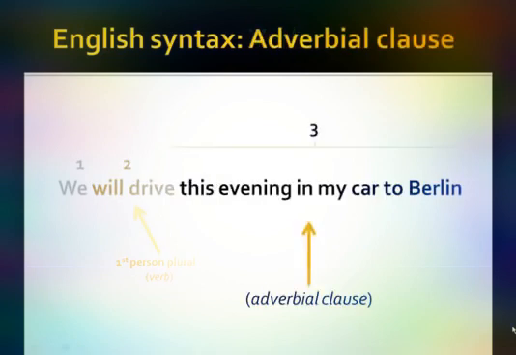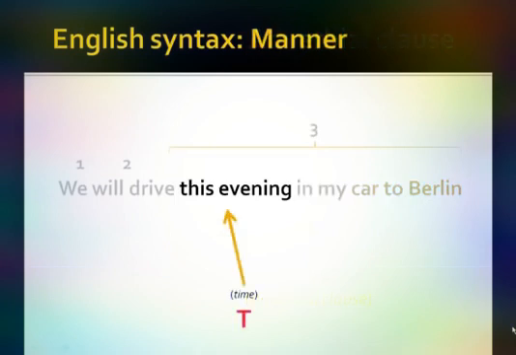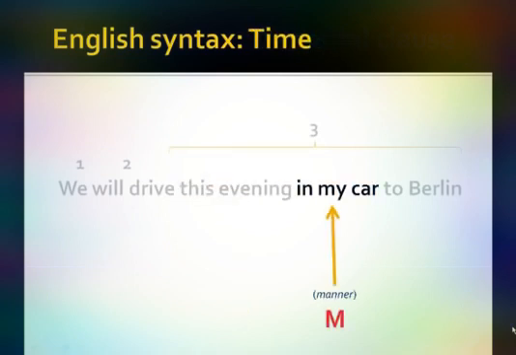We have this adverbial clause, the third component of the sentence. This is a rather large section of the sentence, and it's a large chunk that can be broken down into further subcomponents. So let's take a look at this adverbial clause: this evening in my car to Berlin. The first part is, well, when? When will you be driving? That's the time component of the adverbial clause. Well, this evening. All right, so the time, and then after that we have the manner. Well, in what manner will you be driving to Berlin this evening? The manner in which I will be driving will be in my car.